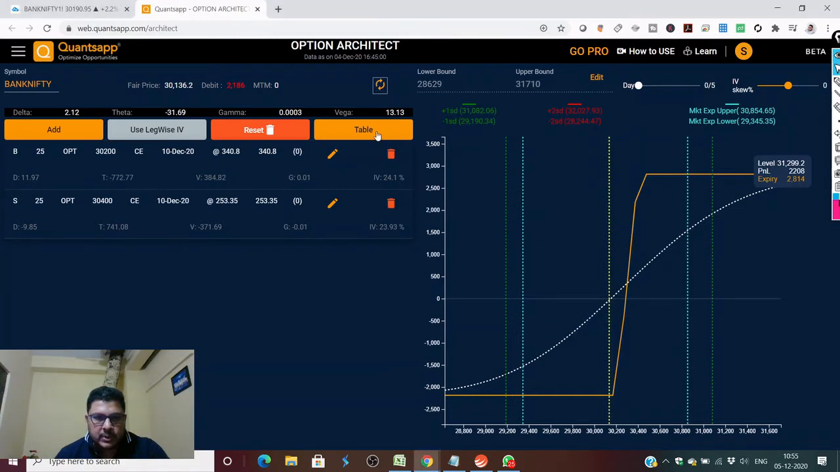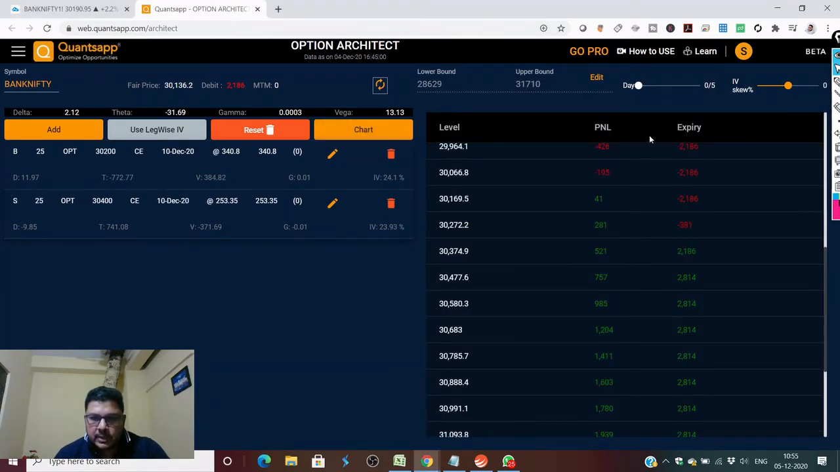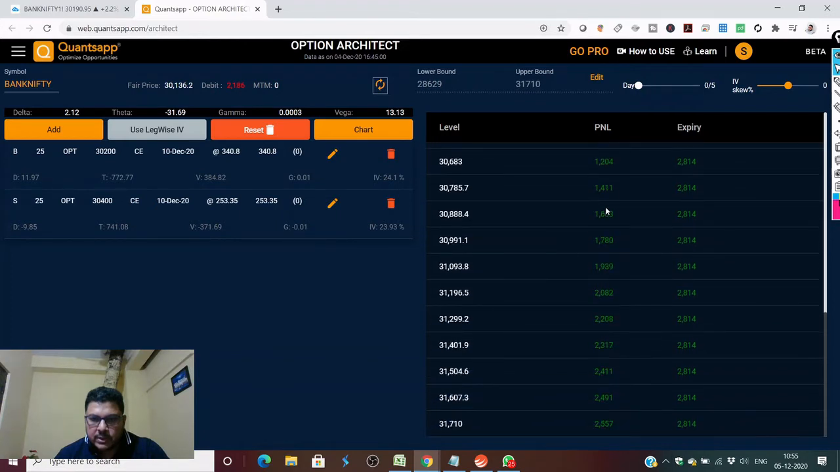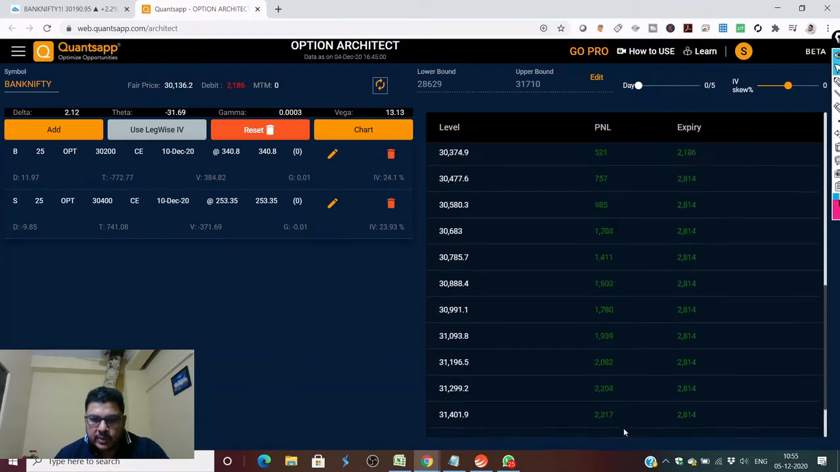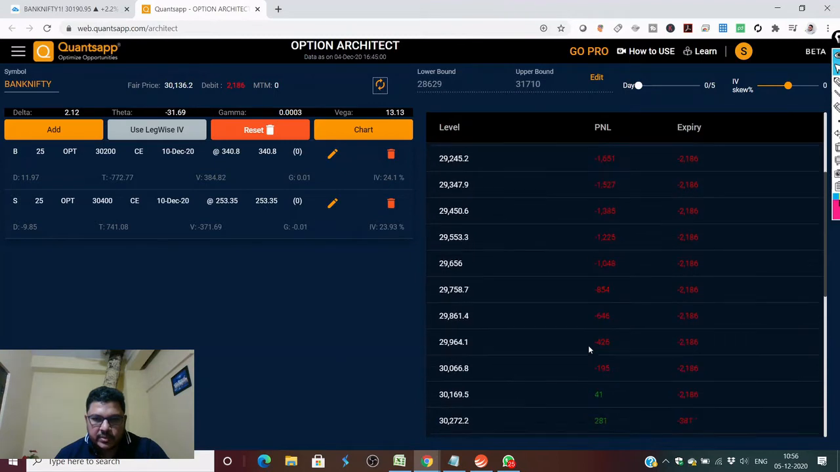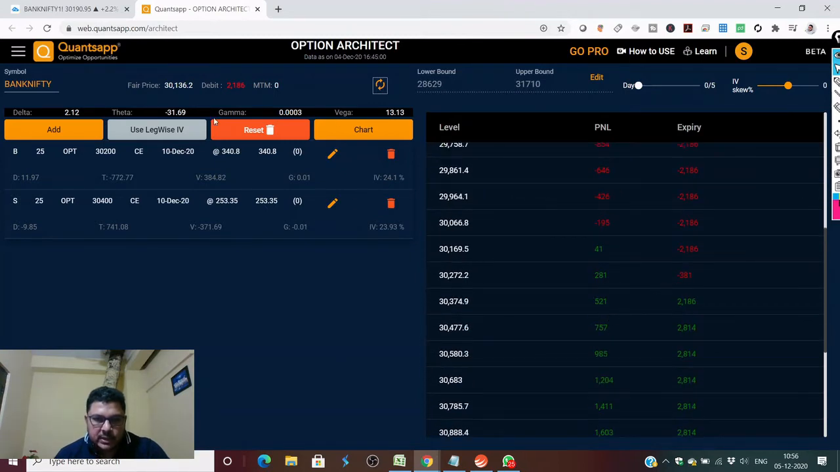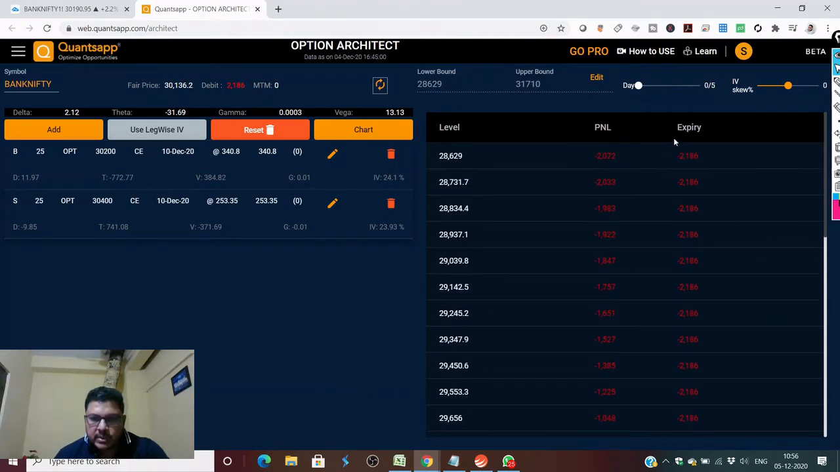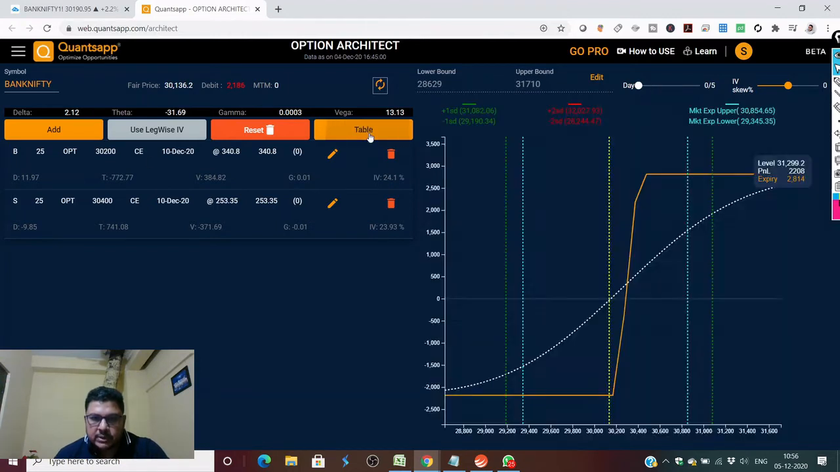So this will show you the table till the price goes up to 30,165. Your PNL will be like positive 41 rupees until it goes to 31,715. Because this is an upside position, you're buying an in the money and selling an out of the money. So the loss will be when the price comes down below 30,200. So the moment it comes below 30,200, your loss will start taking 2186. So this is your maximum loss, 2186. Okay, there won't be any more loss bigger than that.